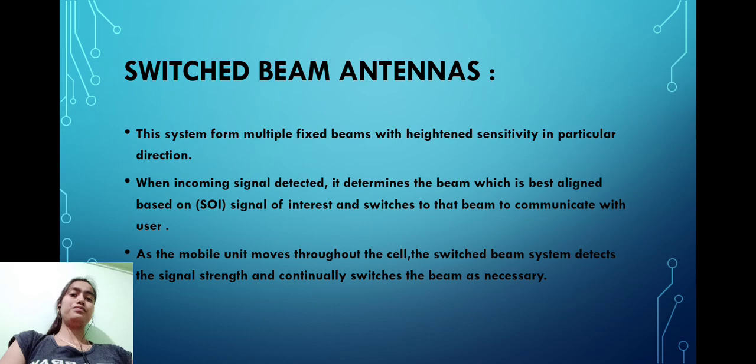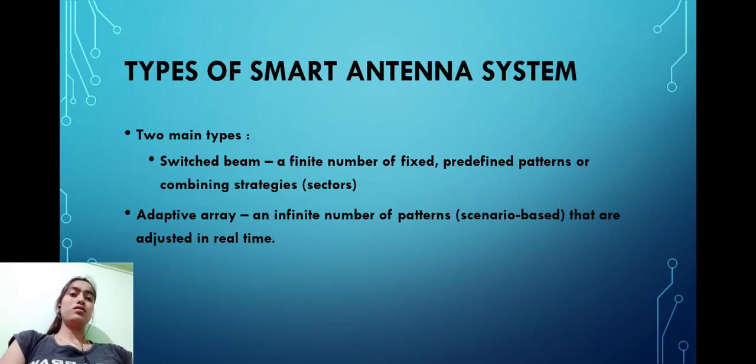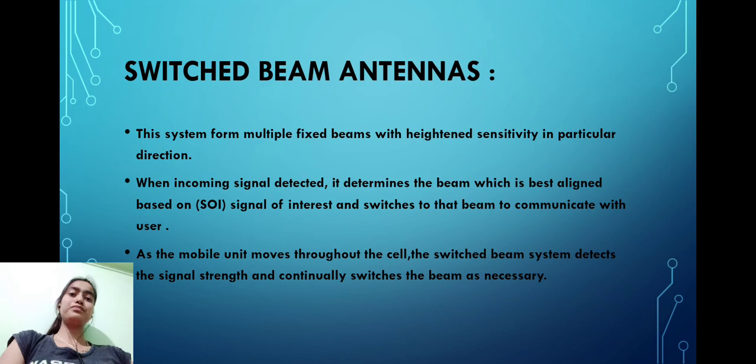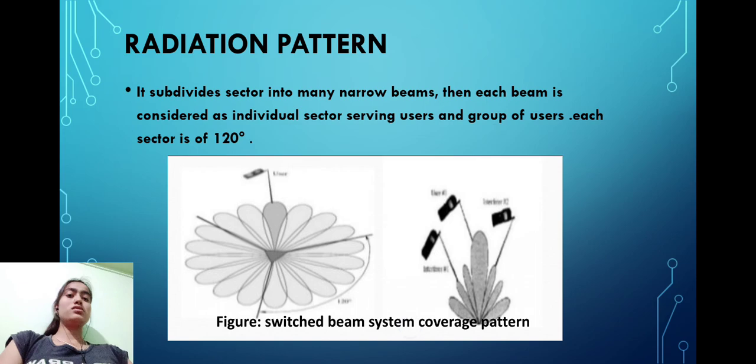It will perform the signal processing algorithms. Switched beam antenna: this system forms multiple fixed beams with heightened sensitivity in a particular direction. We can see over here there are multiple beams available in one sector and it will select one particular beam from all the beams. There is heightened sensitivity in this beam and all the other beams are inactive at this time for this user.